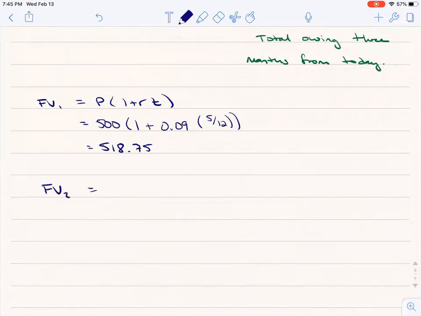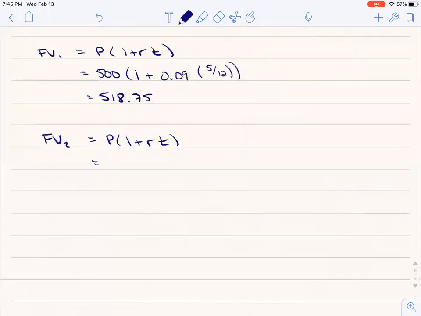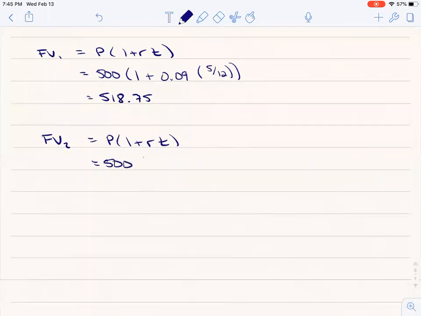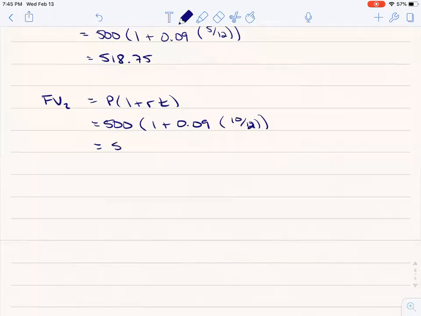And future value 2, same thing, P times 1 plus RT. P is, again, 500. It's just we're charged interest on it for longer. So 1 plus 0.09 times 10/12 is 537.50.